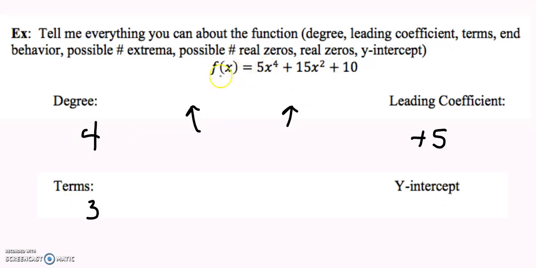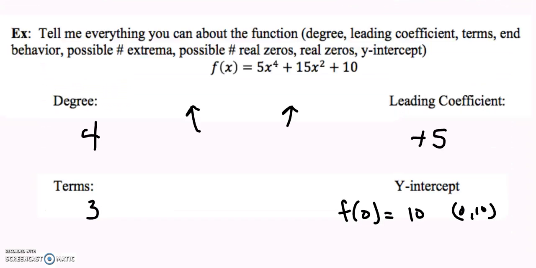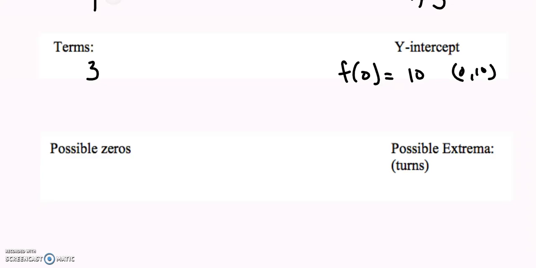The number of terms, we have 1, 2, 3, so that's going to be 3 terms. The y-intercept, if I plug in 0 into this function, I'm going to get f of 0 is equal to 10. So my coordinate here is 0, 10. The number of possible zeros is going to be the degree, which was 4. The number of possible turns is 3. And we got that from the degree minus 1.